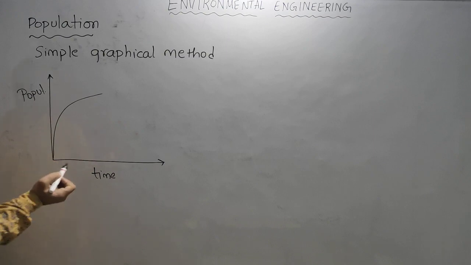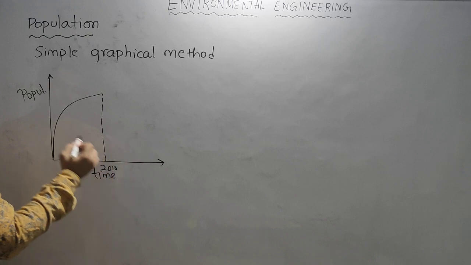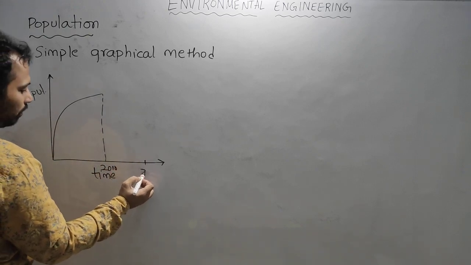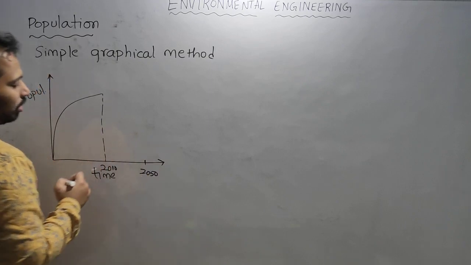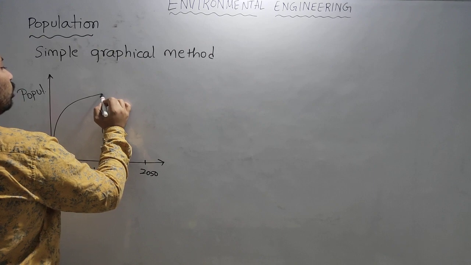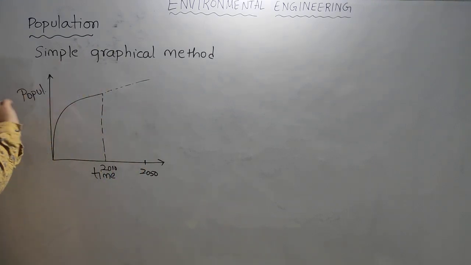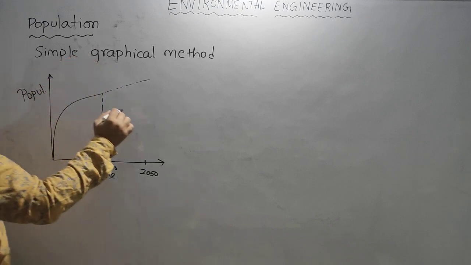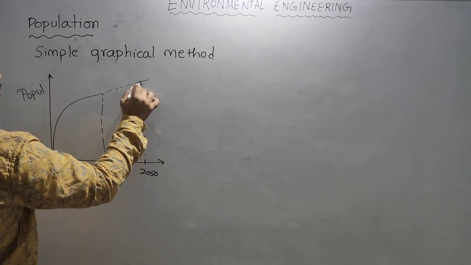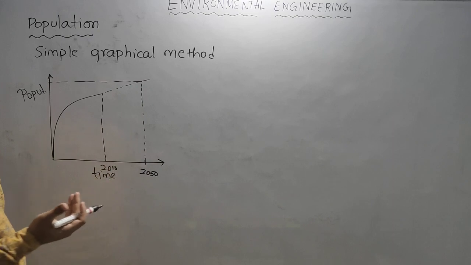Now, this is up to some year, like 2010. You want the population of 2050. Just extrapolate with the same slope, with the same pattern. Extend this graph, then this will be your population in 2050. So this is the simple graphical method.